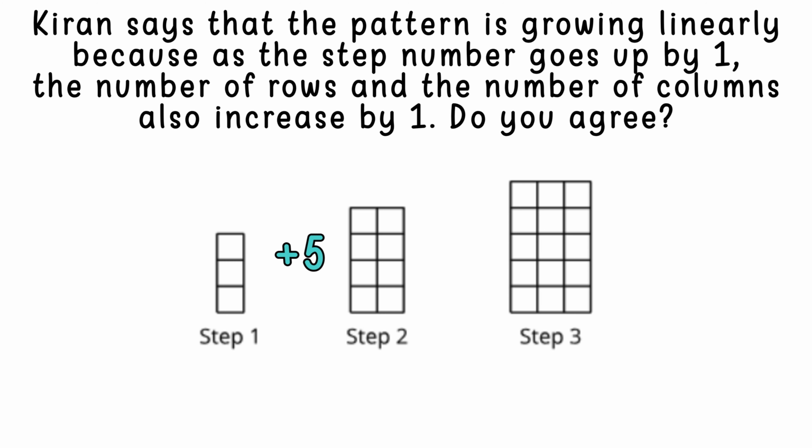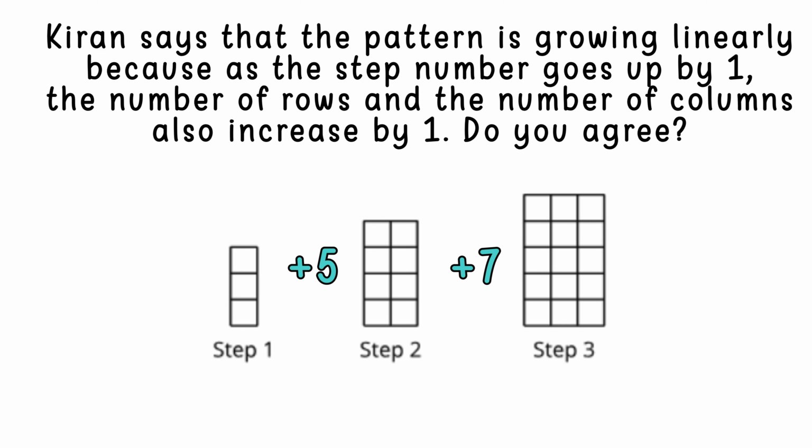But if we look at step 1 to step 2, we went from 3 boxes to 8, so we added 5. And then in step 2 to step 3, we added a total of 7 boxes. So since we're not adding the same amount each time, this is not linear. So we do not agree with Kieran.